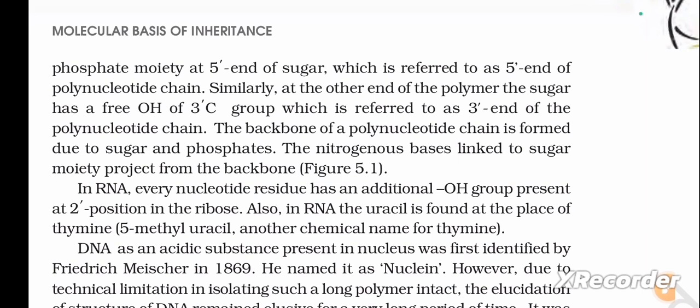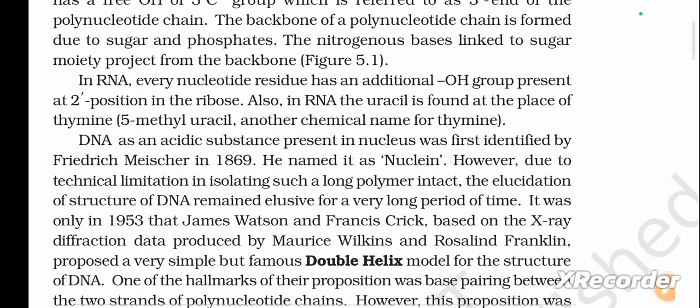The backbone of a polynucleotide chain is formed due to sugar and phosphates. The nitrogenous bases linked to sugar moiety project from the backbone. That is figure 5.1. In RNA, every nucleotide residue has an additional OH group present at 2' position in the ribose. Also, in RNA, the uracil is found at the place of thymine, 5-methyl-uracil, another chemical name for thymine.